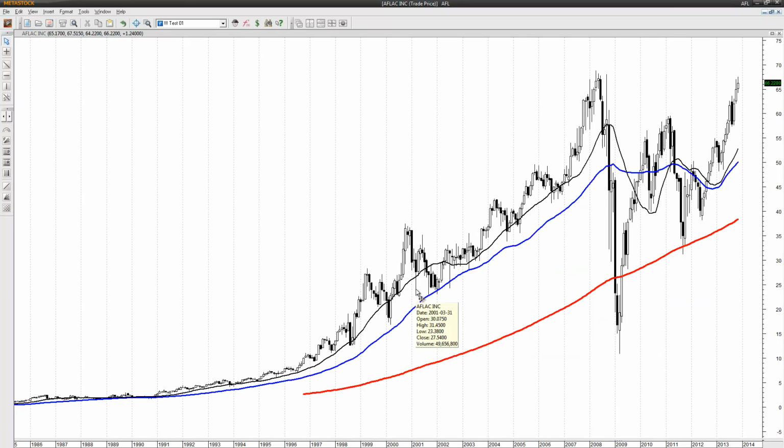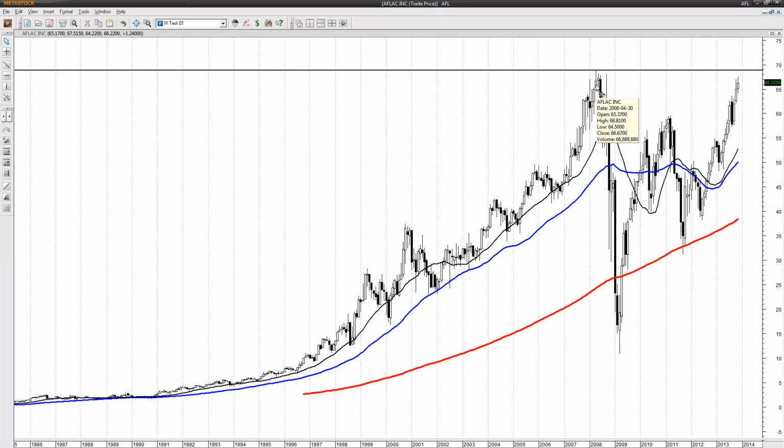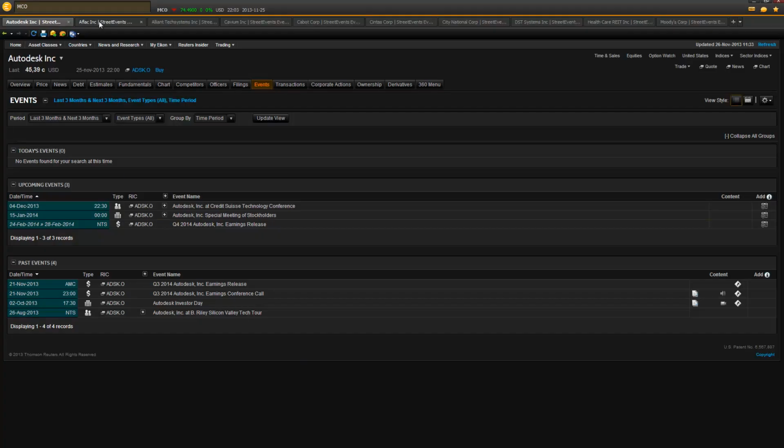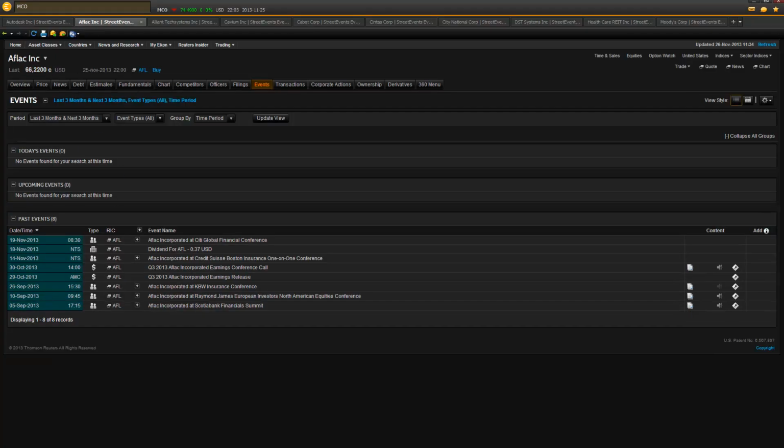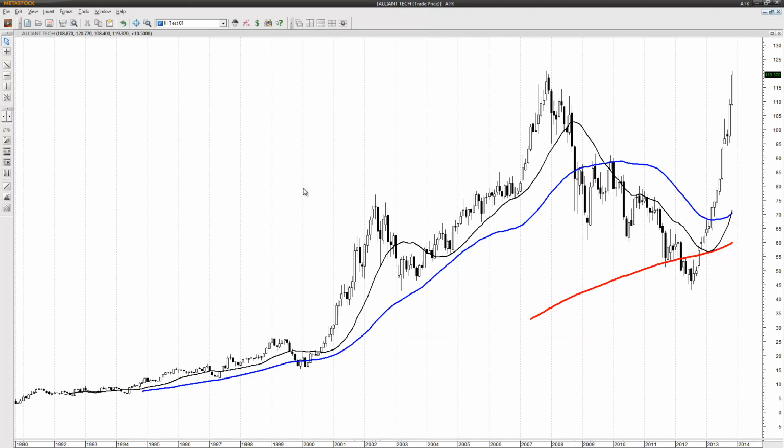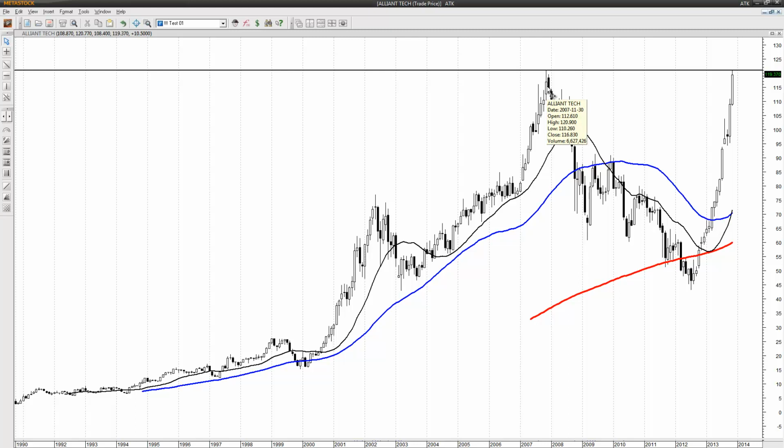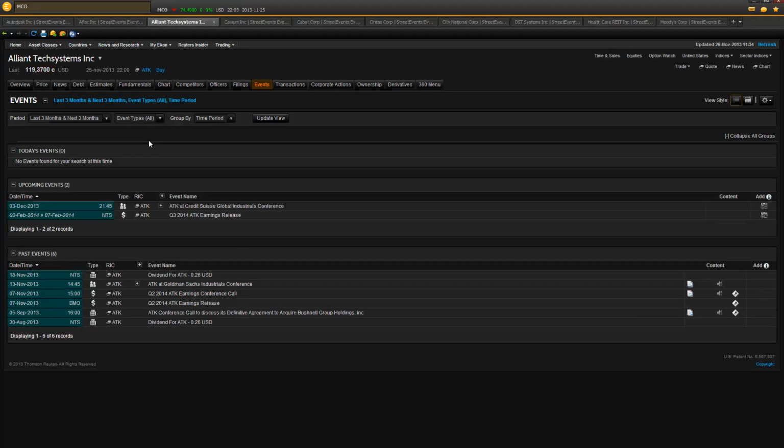Okay, next chart. Aflac. I'm using this high peak for my resistance level, and the print is 68.81, where I put in my short sell limit order. Checking for earnings. No earnings. Okay, next chart. Alliant Technologies. I put in my short sell limit order at this level, and the exact print is 120.90. That's where I put in my short sell limit order. Check for earnings for Alliant Technologies, ATK. No earnings.